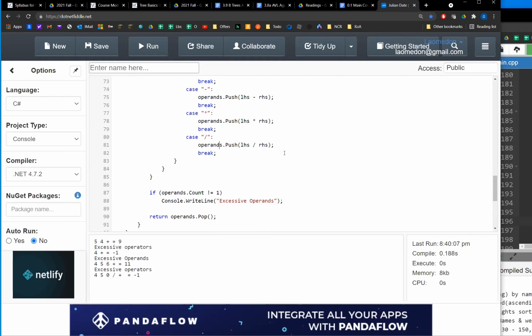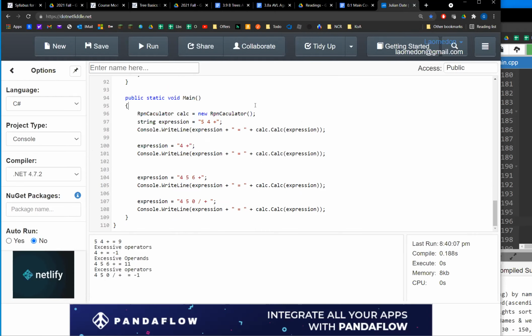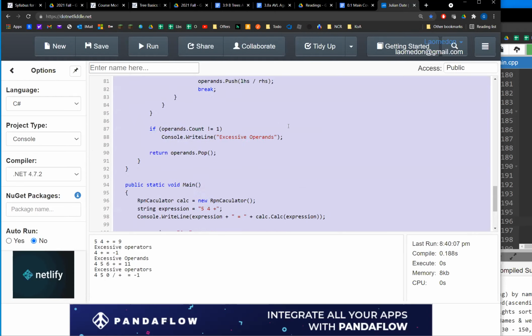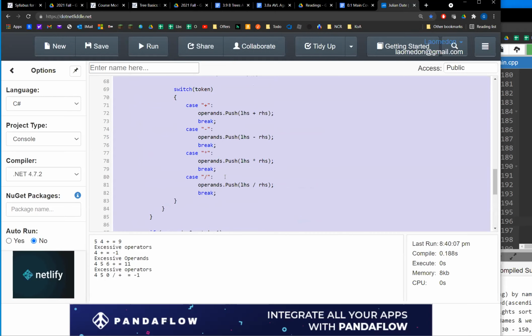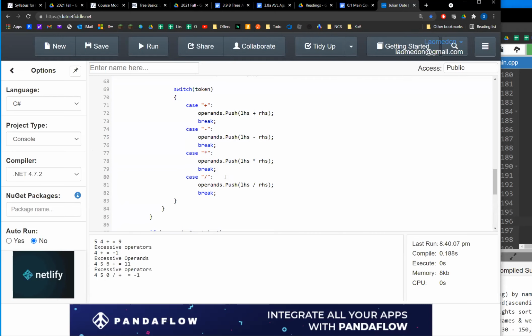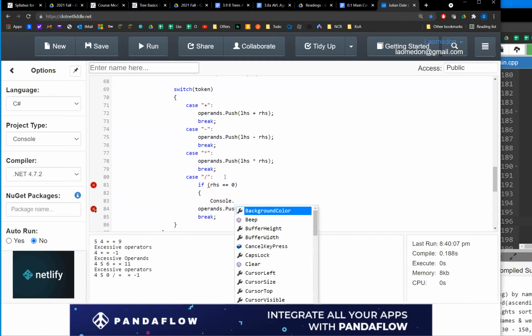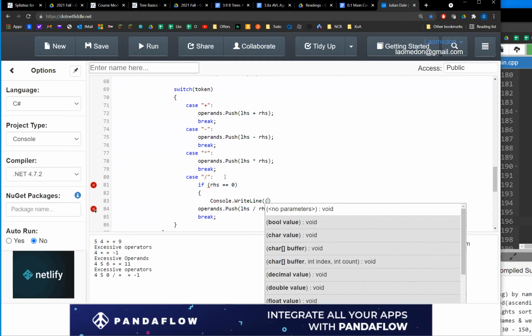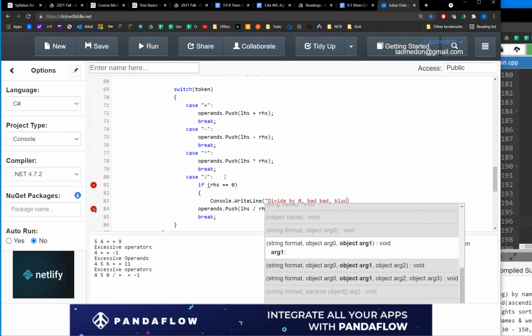Yeah, my code is working more than it should be working, so I have a little bit of a bug here, but otherwise, they're divided by 0. Right, if it's equal to 0, we've got our bug here. Divide by 0. Bad. Blue screen of death.